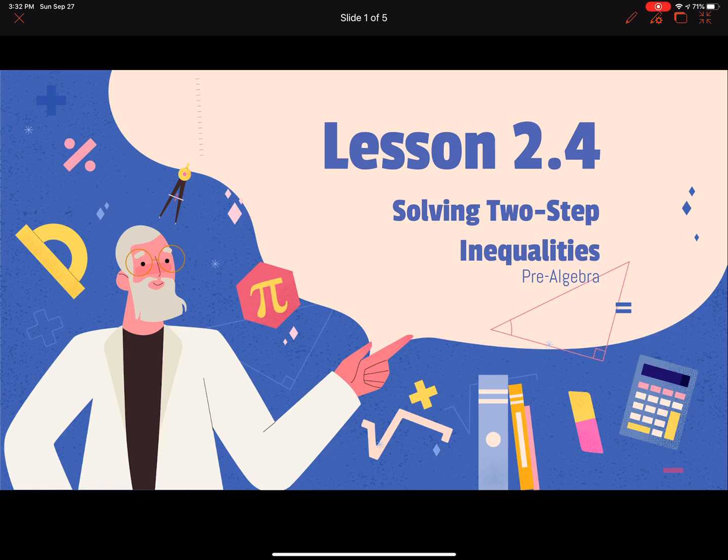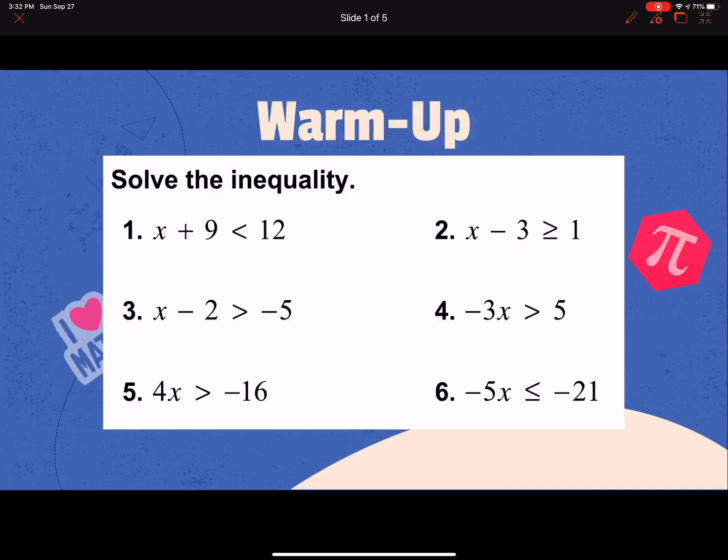Hi, this is Mrs. Denton coming to you with lesson 2-4 in Pre Algebra, solving two-step inequalities. So we're going to apply all the strategies that we used with solving one-step inequalities, addition, subtraction, multiplication, division, and we're going to solve two-step inequalities. Go ahead and label your paper, lesson 2-4, two-step inequalities. You can pause the video at any time.